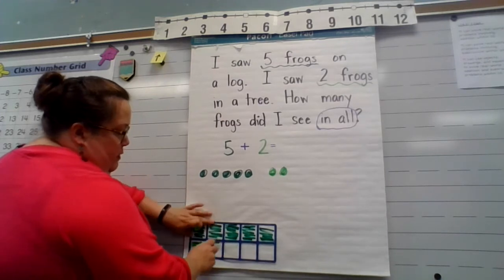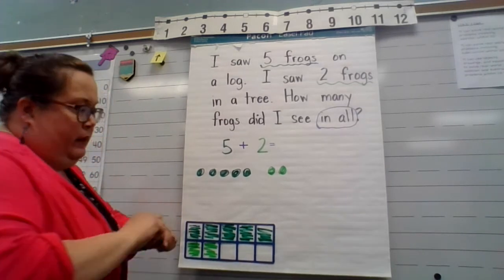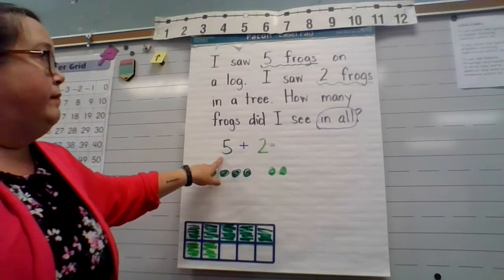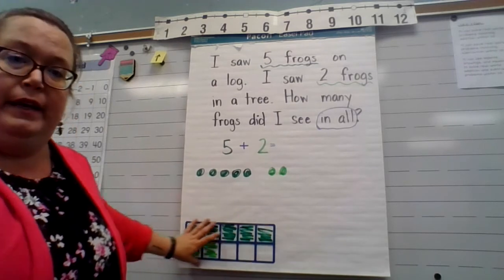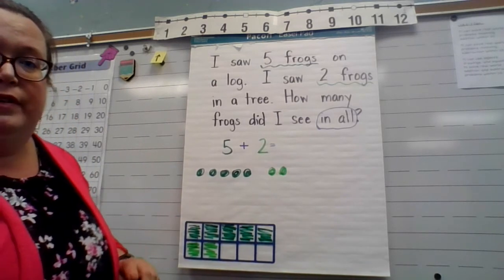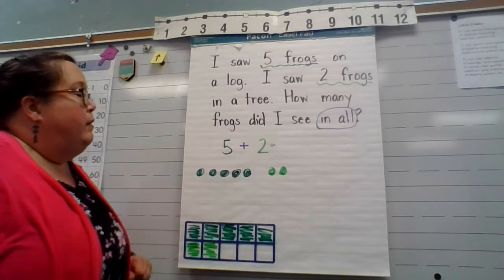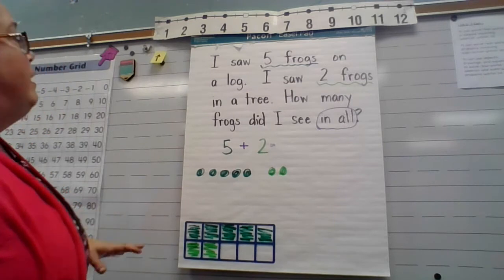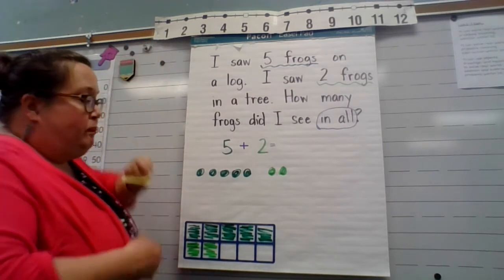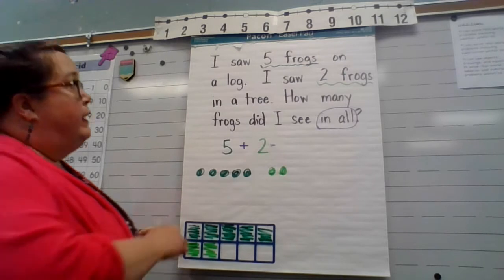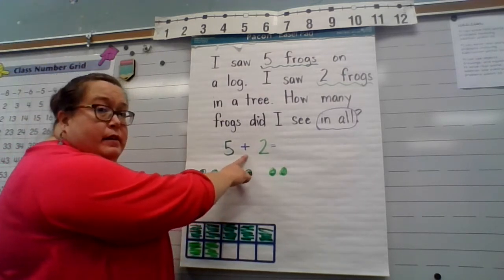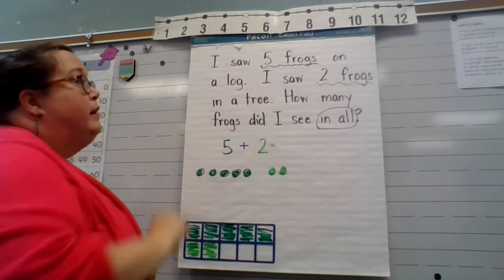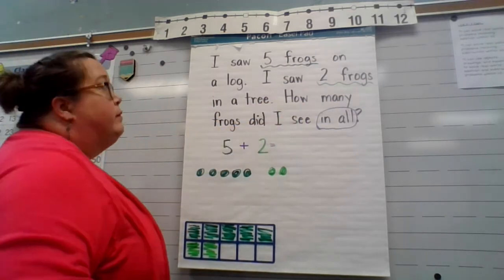1, 2. Okay. And then to get the answer of 5 plus 2, I would just count how many of the 10 frame that I have colored in. Another way we could do is the number line. Okay. Now remember, when we did the number line, when we are going to add, we move that way on the number line. Okay, that's important. Don't forget that. If we're adding, we go that direction on the number line.